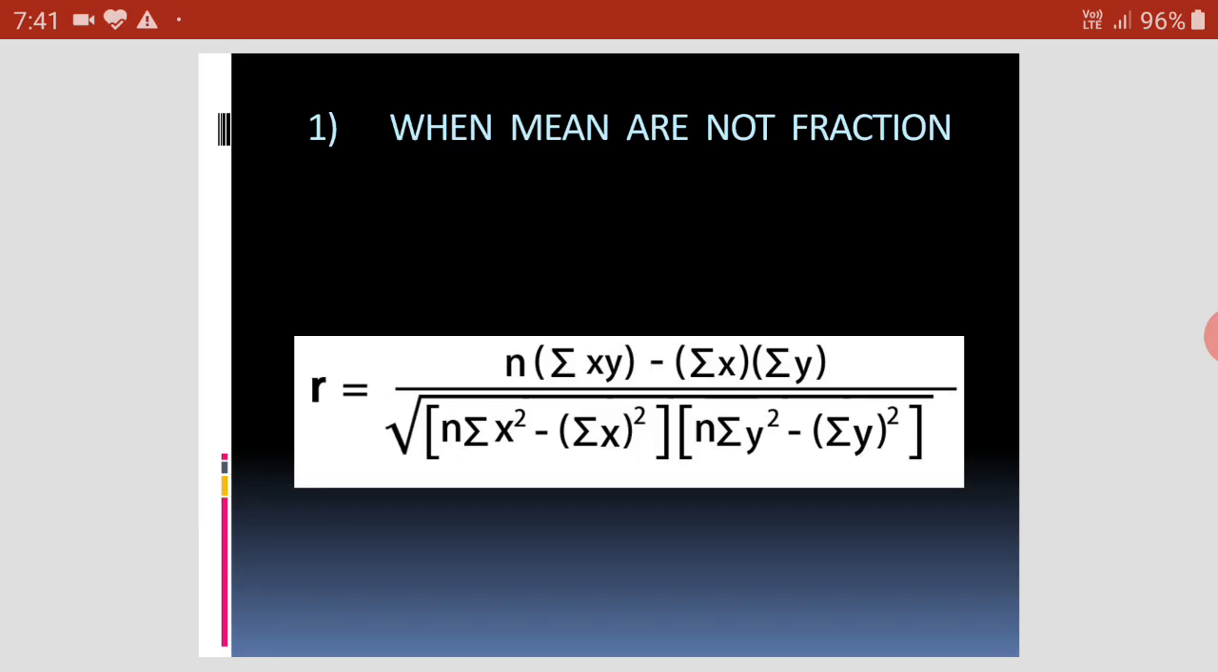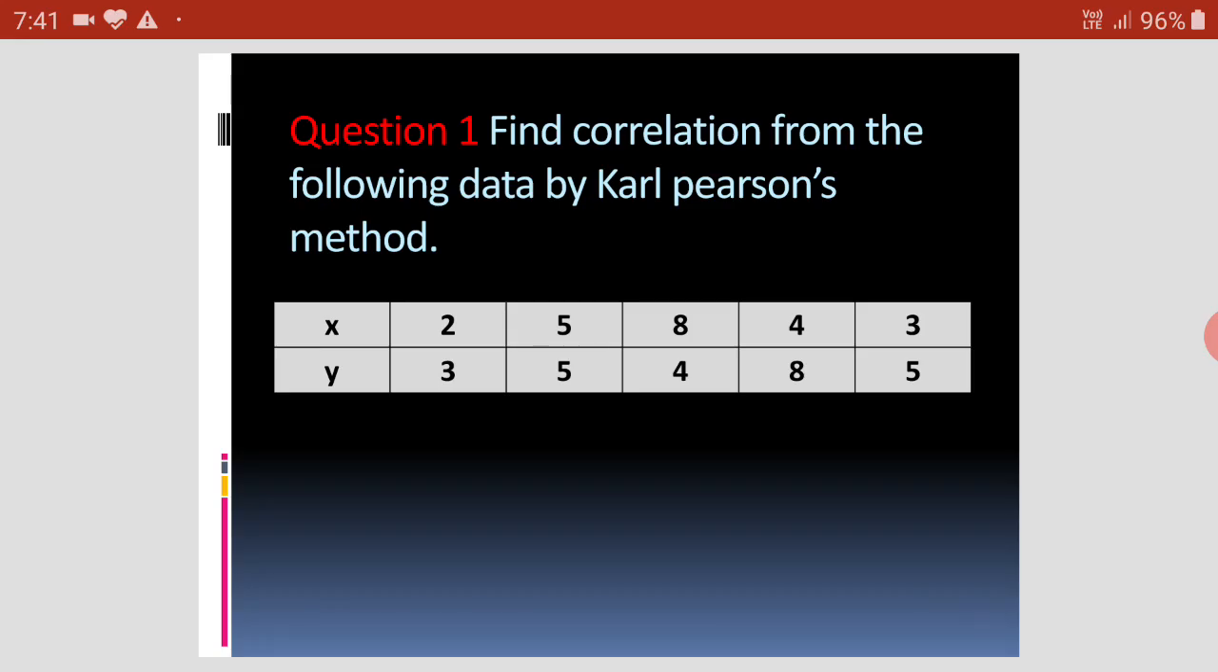It is using the formula r is equal to n sigma xy minus sigma x sigma y upon under root n sigma x square minus sigma x whole square, under root n sigma y square minus sigma y whole square. Just see your screen. Remember this formula and write it in your notebook. And now we start from a question for method number 1.